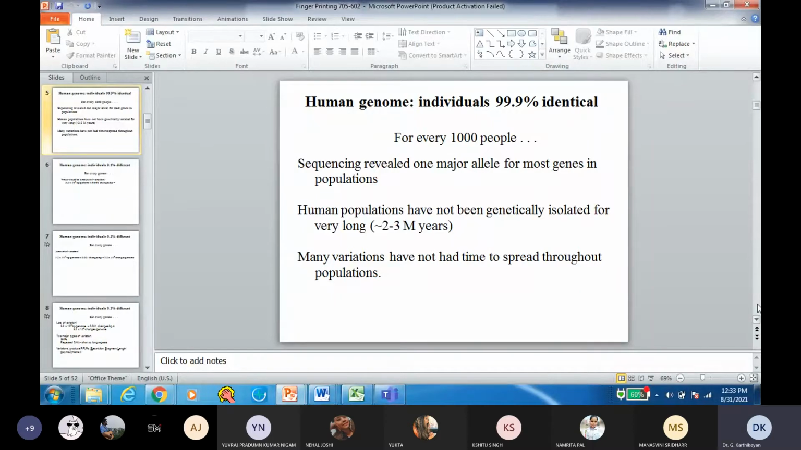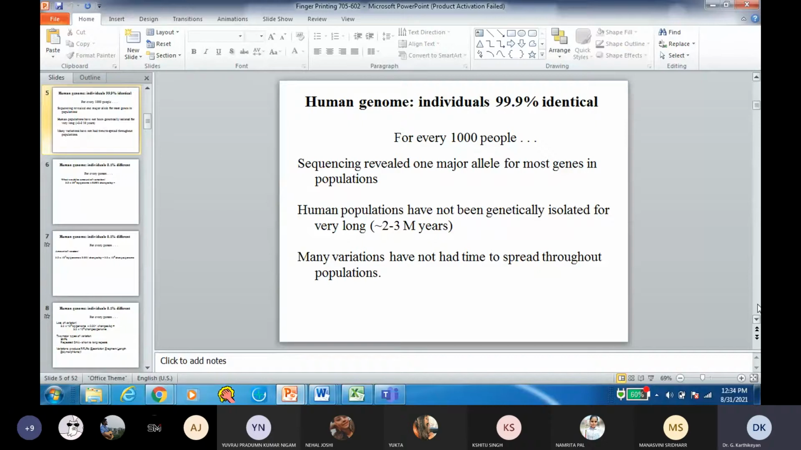Human populations have not been genetically isolated for a very long time. Unlike other species which arose first, humans have come onto the scene very late and have not had enough time to expand. And many variations in the human genome DNA have not had time to spread throughout the population.